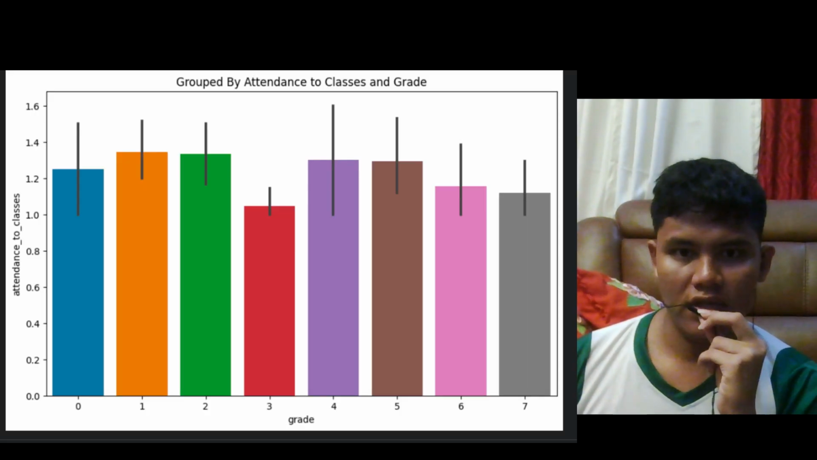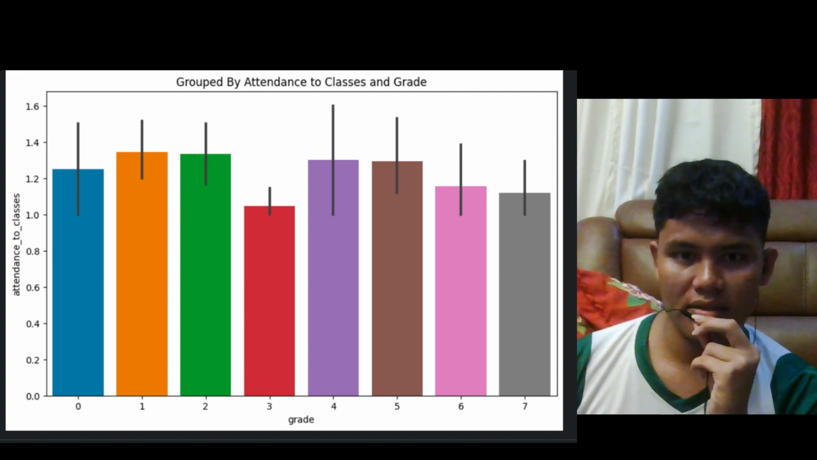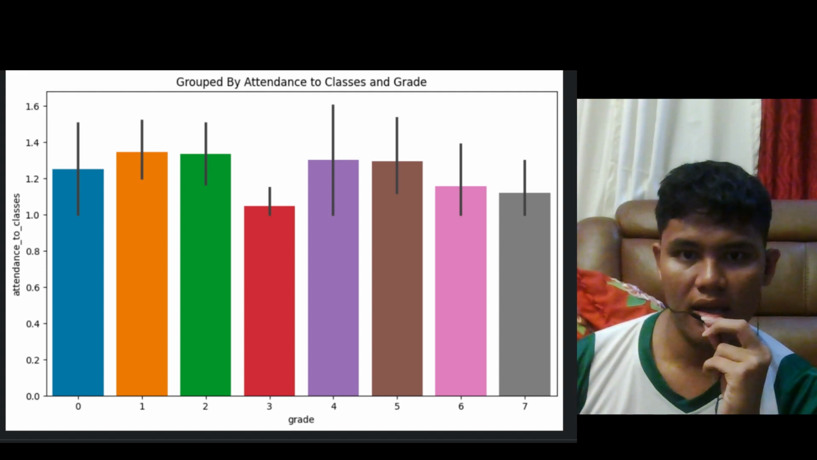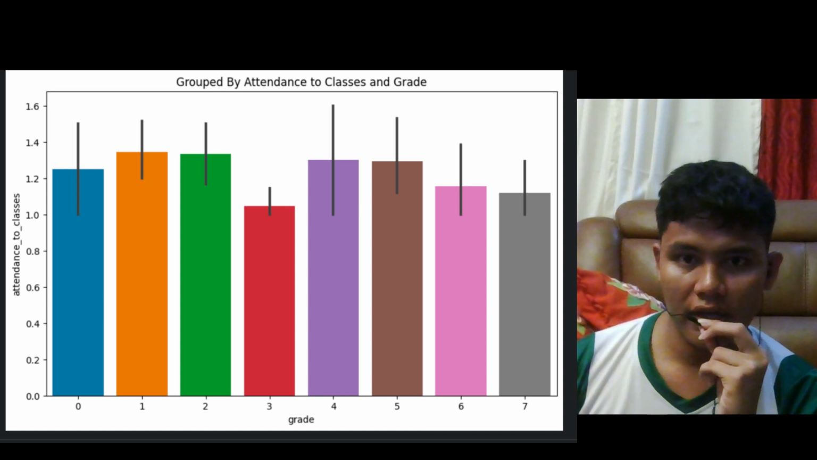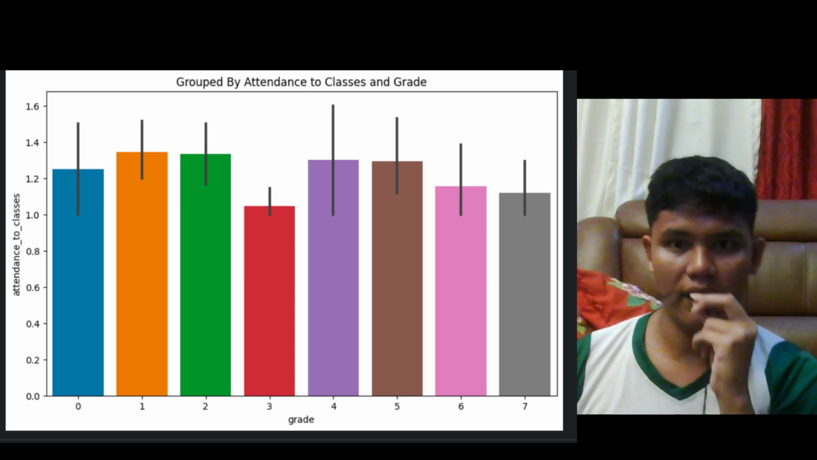The x-axis of this bar graph is the grade and the y-axis is attendance to classes. Each bar shows the average attendance to classes for the corresponding grade on the x-axis, and the height of the bar indicates the mean attendance value. The vertical lines on top of each bar represent error bars, which typically indicate the standard deviation or confidence interval of the mean attendance value. The variation in attendance is average attendance across different grades.